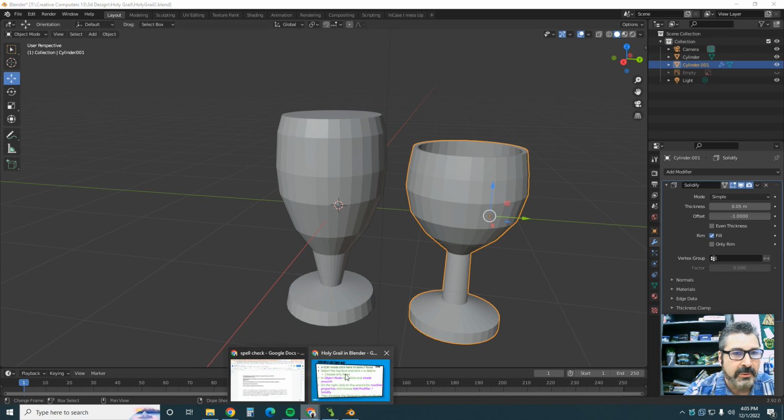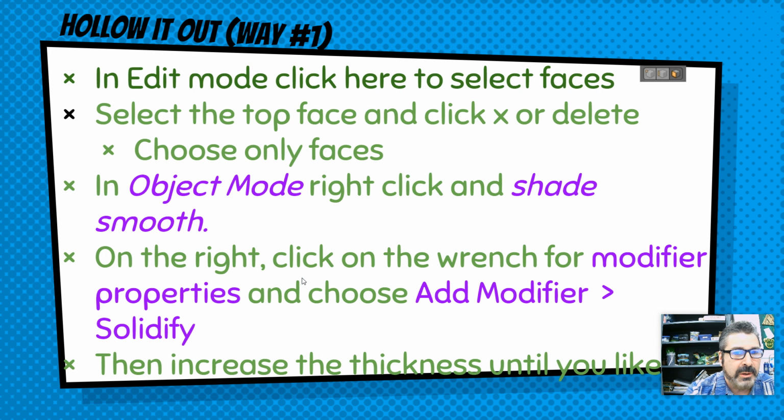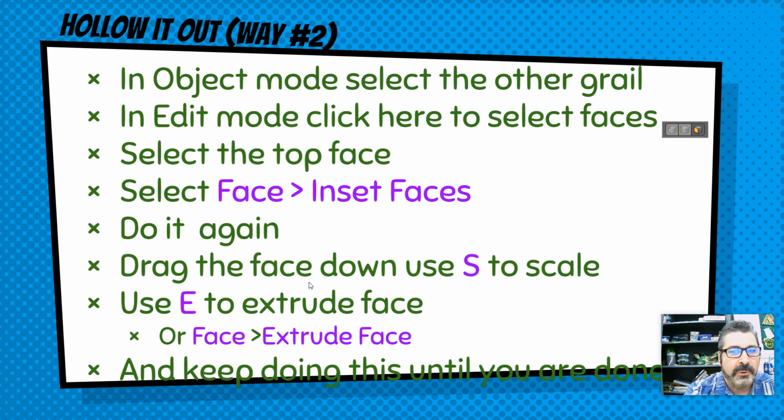Now let's look back over here. Now we're going to do it a different way. Okay, in object mode, select the other Grail. In edit mode, click here to select the faces. Select the top face. Select face. Inset faces. Okay, so let's go ahead and do that.